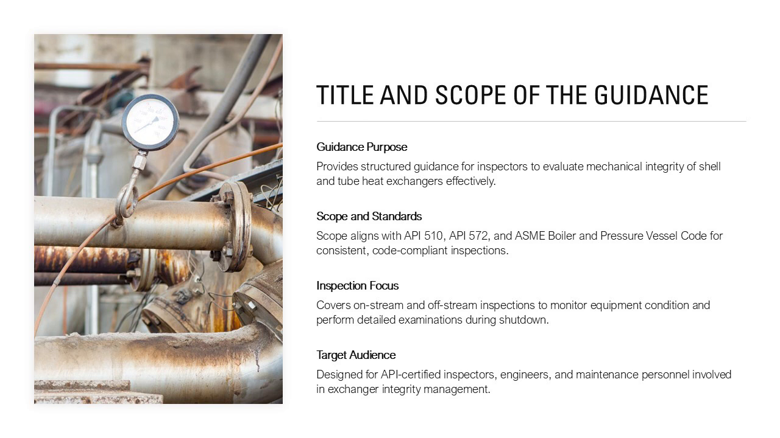The scope of this guidance is aligned with API 510 for pressure vessel inspection, API 572 for inspection practices and damage mechanisms, and relevant sections of the ASME Boiler and Pressure Vessel Code. The intent is to support inspectors in understanding what to inspect, when to inspect, and how to evaluate findings in a consistent and code-compliant manner.